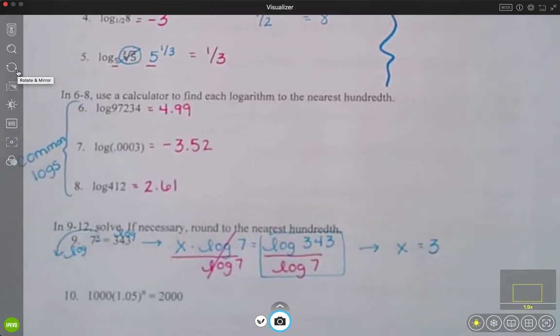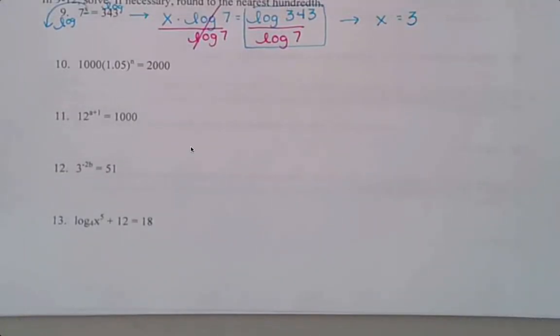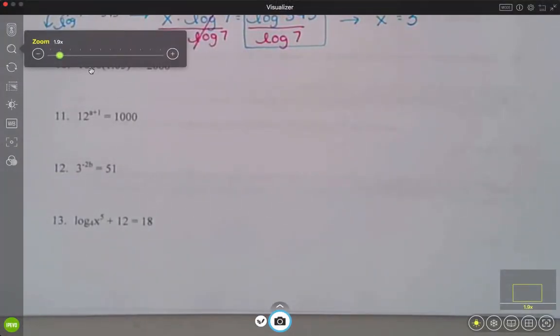Sorry, I'm just playing with this. Not trying to make you dizzy, but wondering if I can get it to be a little less blurry for you.